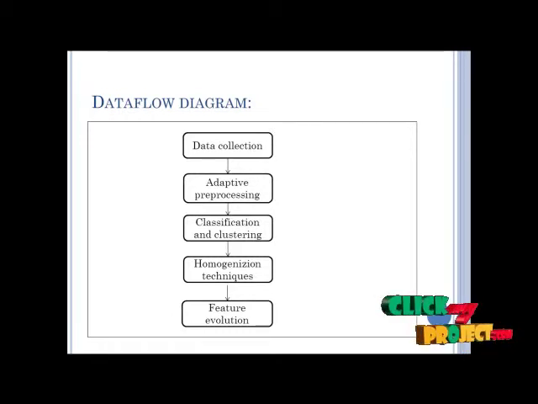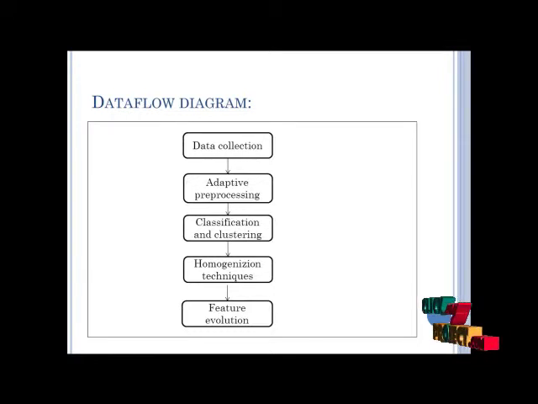In this phase, after the adaptive pre-processing, the data gets trained. Training data can be selected. In that, we have to identify the mislabeled data. We identify the mislabeled data, and after that we have to record that problem. So we do the classification and clustering. First, classify the training data, and then cluster the data.